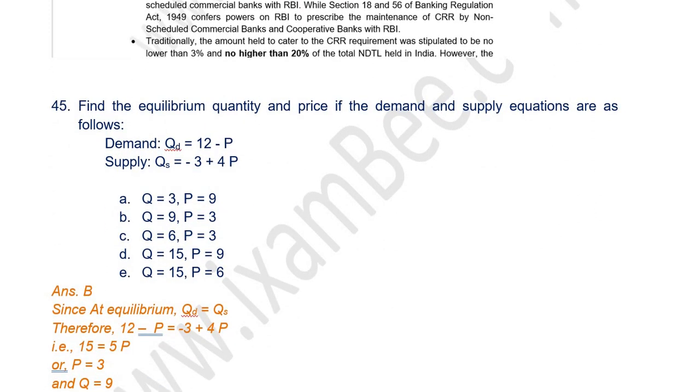And equilibrium, the only numerical that came in the paper was related to the equilibrium quantity and price for demand and supply. You were given the equations for demand and for supply, and you had to find the equilibrium quantity and price. Very easy mathematics question. We can't say this is an economics question, this is a mathematics question. You just had to equate it and solve the equation for P and Q. The answer here is quantity of 9 and price of 3.